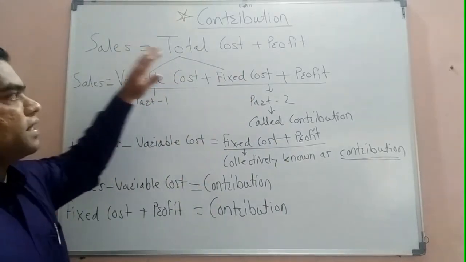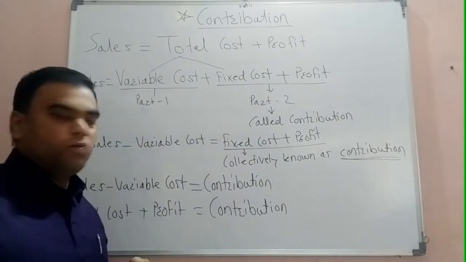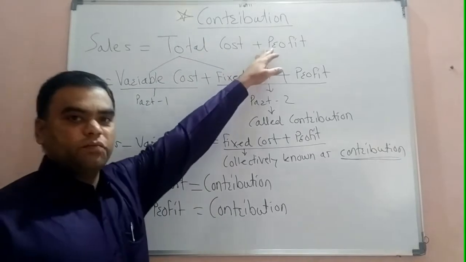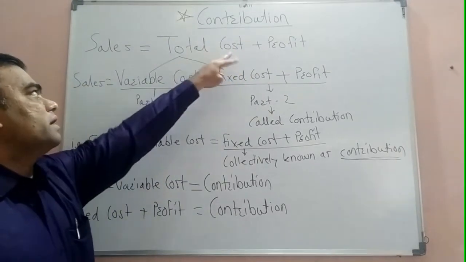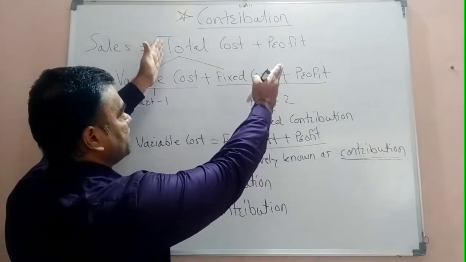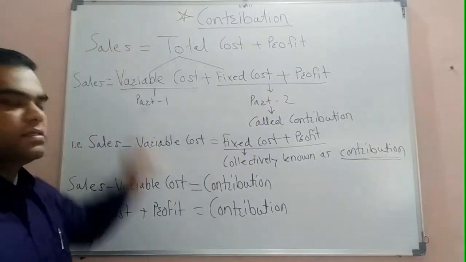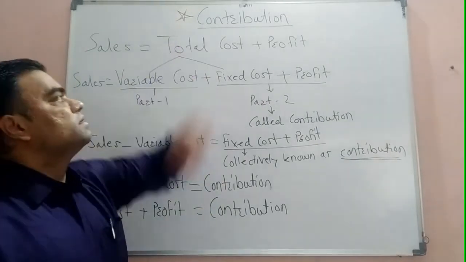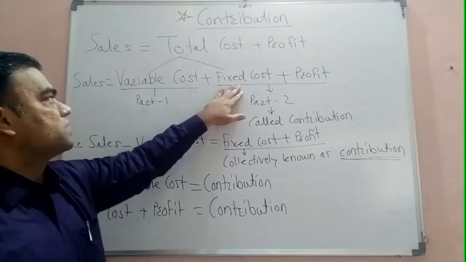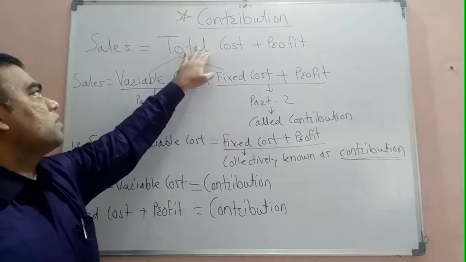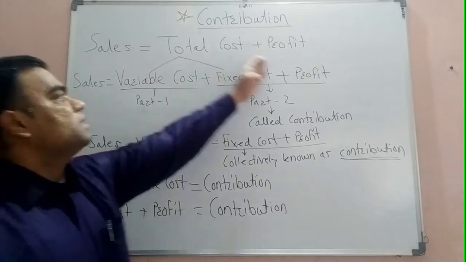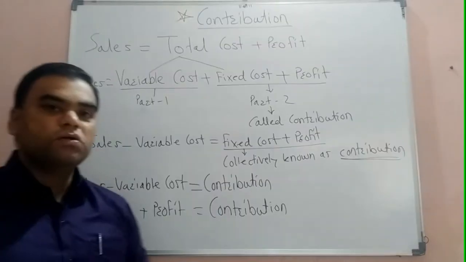Sales means what are the contents included in the sales amount. Sales is equal to total cost plus profit. These two are the contents of sales: total cost and profit is equal to the amount of sales. But total cost means two types of cost, variable cost and fixed cost. So sales is variable cost plus fixed cost plus profit, which means sales includes three items.